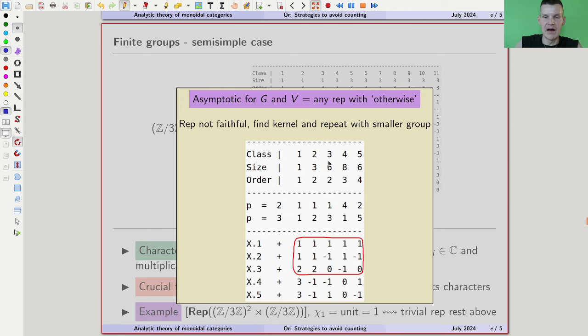So if it's not faithful, find the kernel and repeat. I'm not going to explain how that works. So it could have something like this, but there's also a closed formula for that case. I'm just not stating it right now.